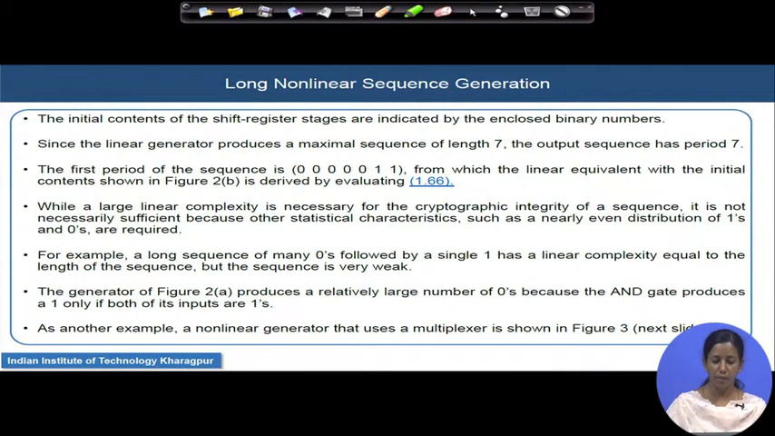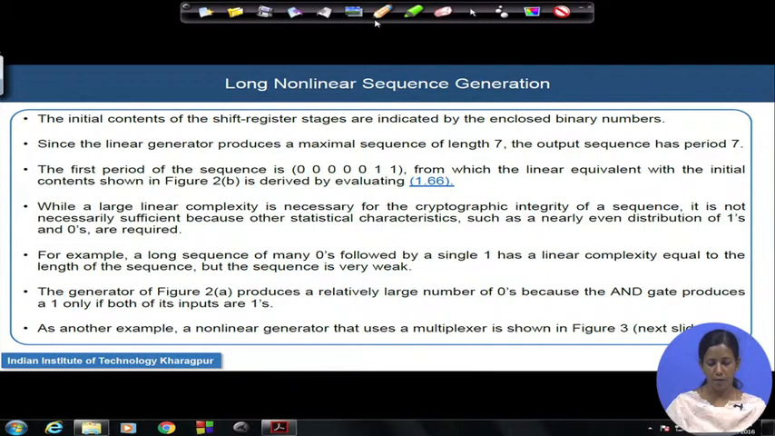So, these are some explanations that I have already told earlier. See, a larger linear complexity is definitely required if we wish to give a high value of security for the cryptographic integrity of a sequence. Remember, it is not always true that having a very long sequence will give a good amount of linear complexity. It should have some other properties also.